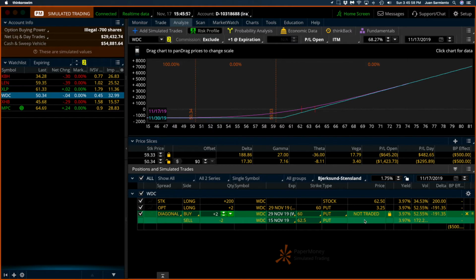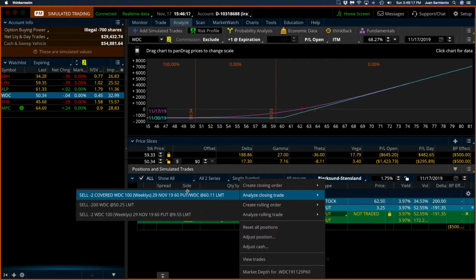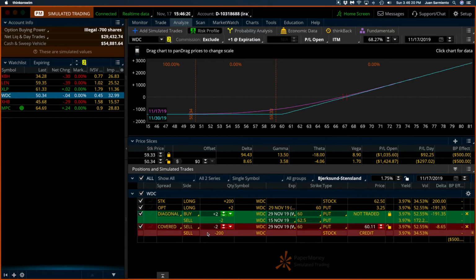And so now the short got assigned, not the long. So in this case, all I have to do is select those two and say analyze closing. And that's a covered call. A covered put is essentially what we're going to do. That means we're selling stock and selling option, and that should close the position.